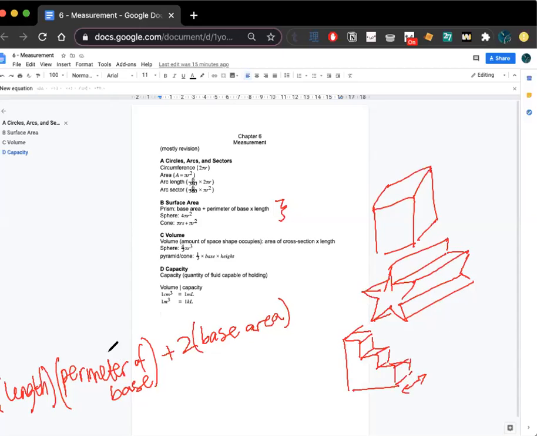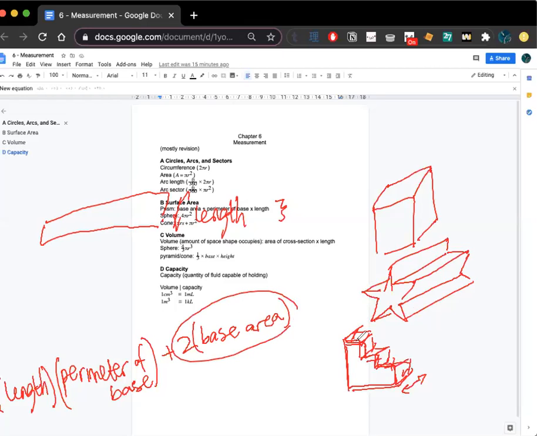Because if you're looking for the perimeter of the base and then you times it by its length, it's kind of like saying that you're pulling out a big strip of the entire perimeter, and you times it by its length, and that is an easy way for you to look for the sides of it. And for the base, since you've already covered this part and the back part, then you found all the surface area.